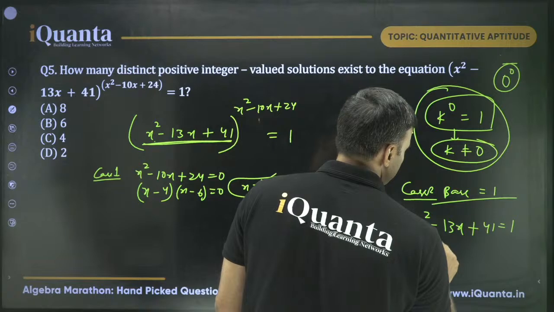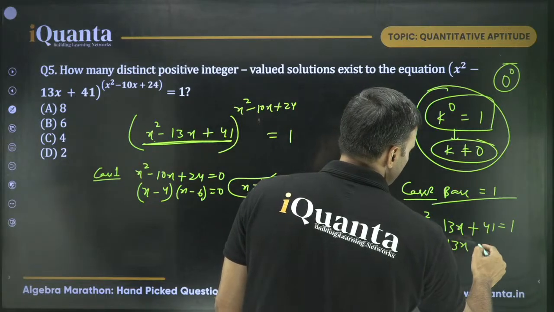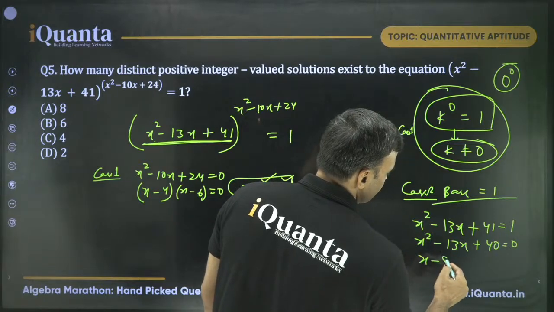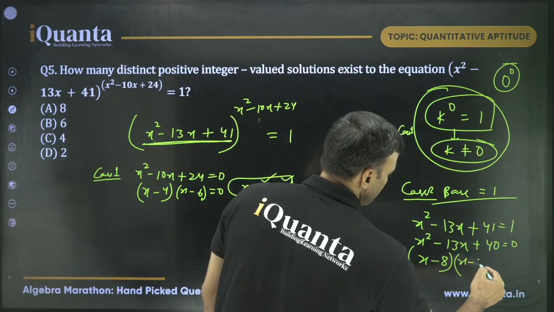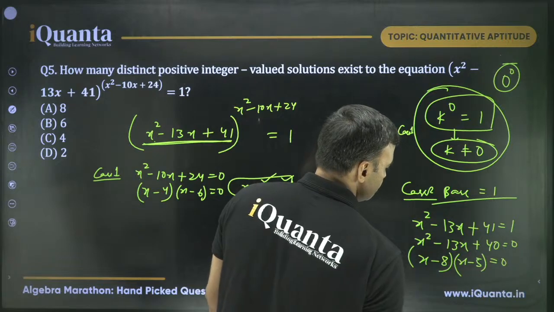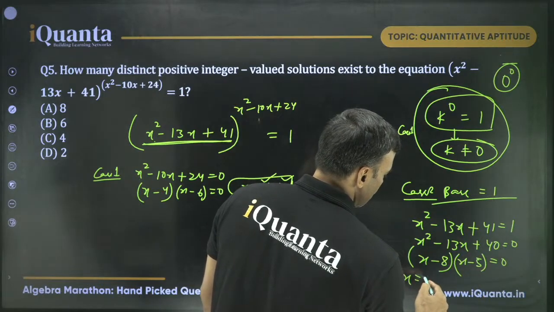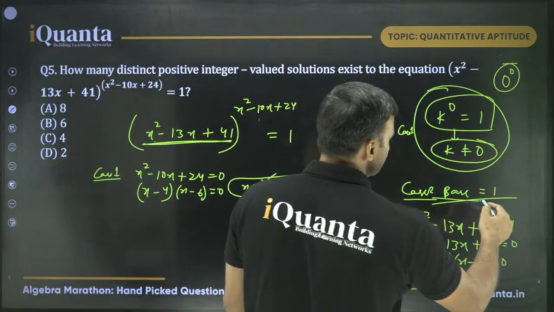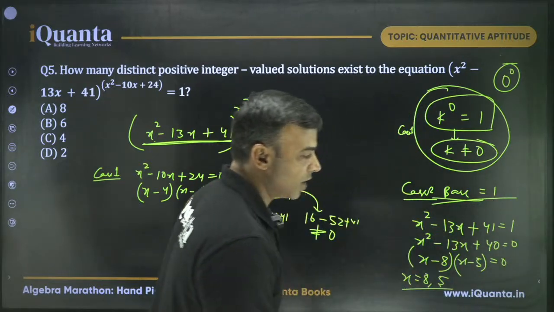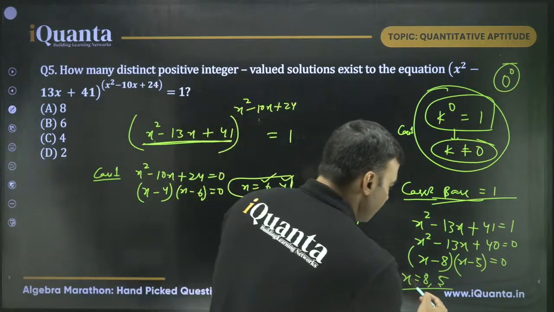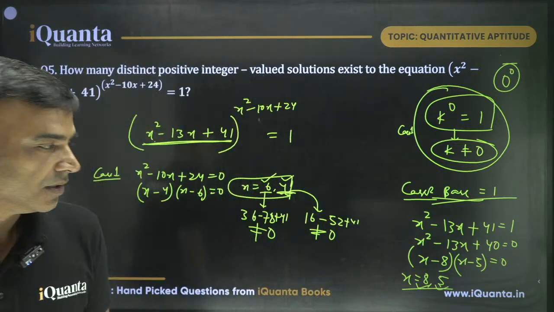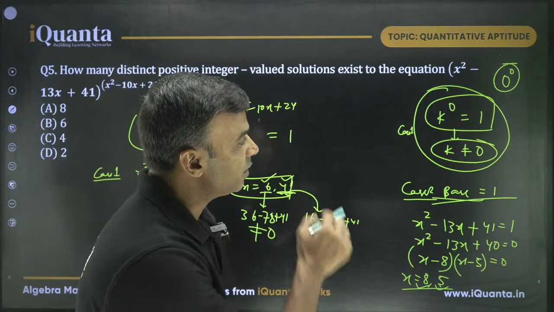So this gives us x² − 13x + 40 equal to 0. Factorize, oh nice, (x − 8)(x − 5). This is equal to 0. And this gives us x equal to 8 or 5. Here there is no condition. If the base is 1, then the power can be anything. There is no condition in this. So anyway, these two are valid. Have you guys noted down the special things related to each case?